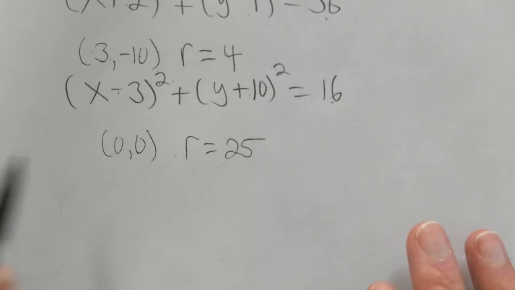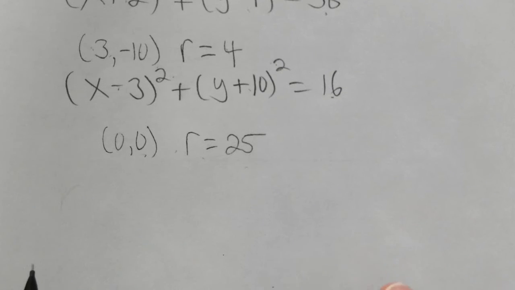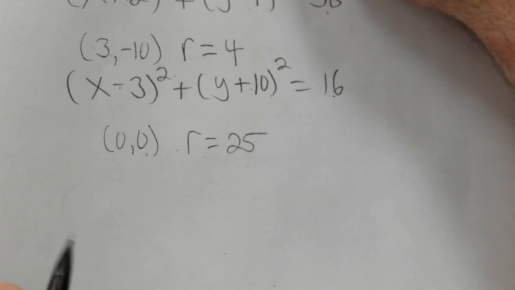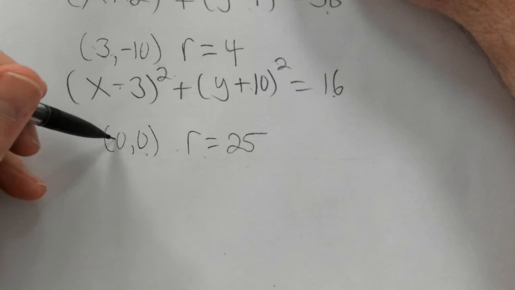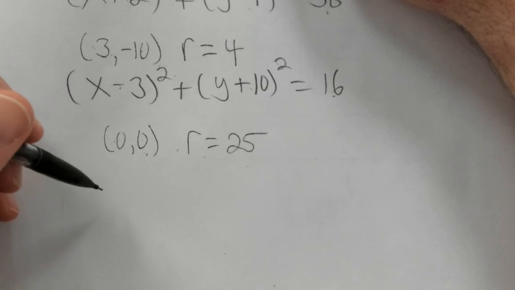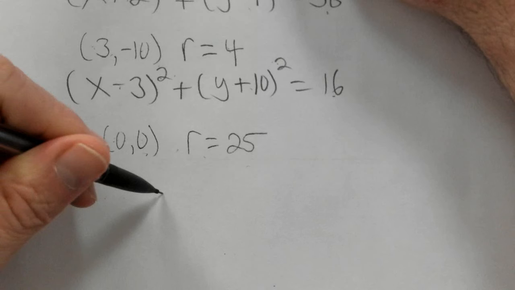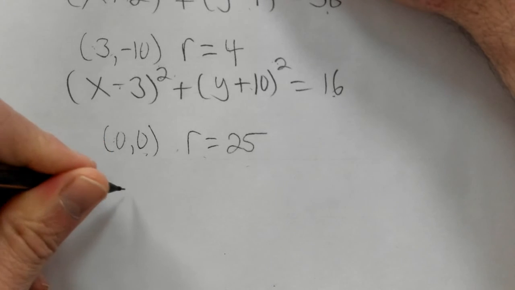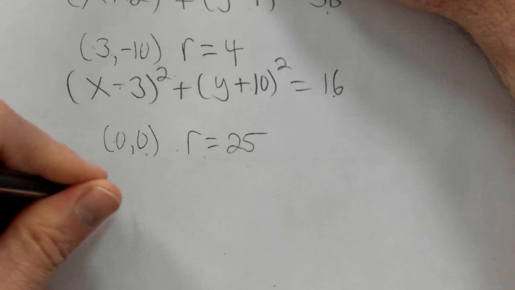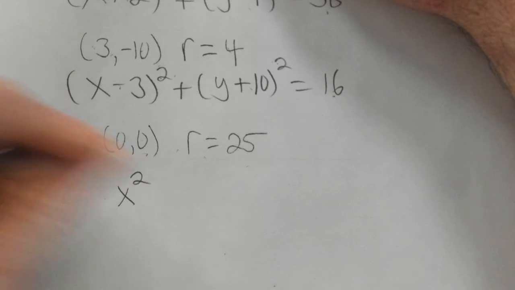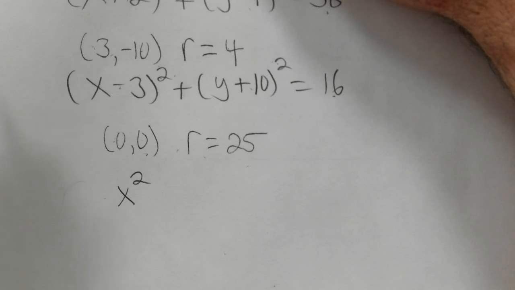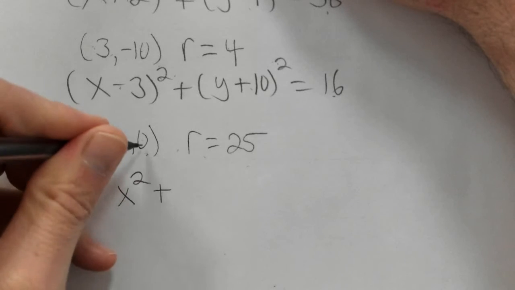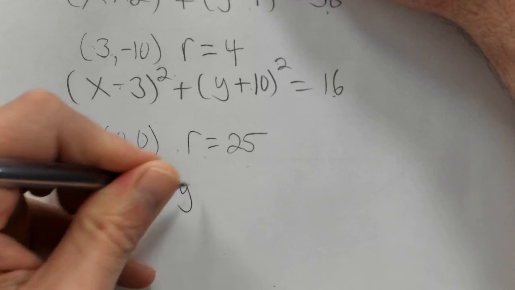What about this one, though? Got 0, 0, and then the radius is 25. Let's see what we can do here. Okay. Now, if these numbers are 0, then that's going to be like x minus 0, which is just x. So that's going to be like x minus 0 squared. Well, that'll just be x squared because there's nothing to add or subtract to it. 0 is nothing. Plus, since this is also 0, that would be y squared.